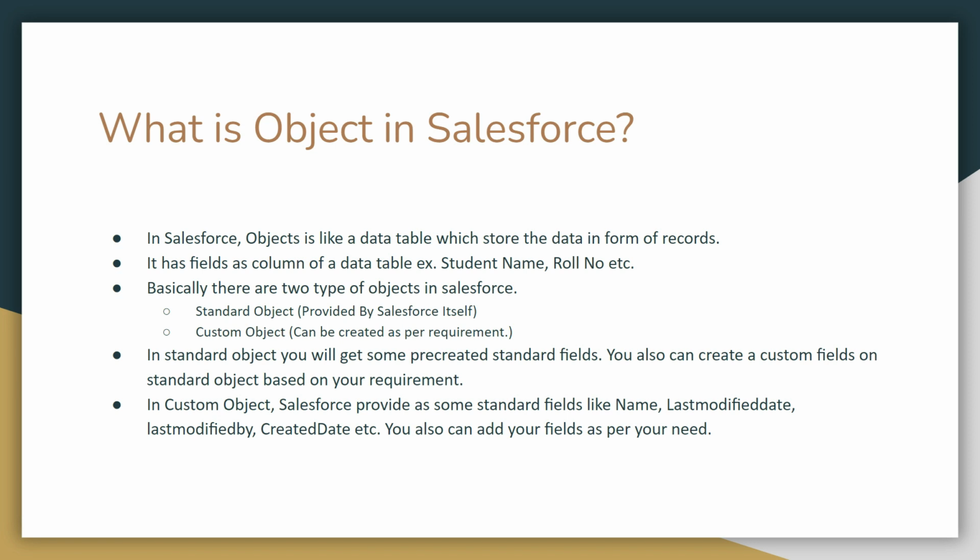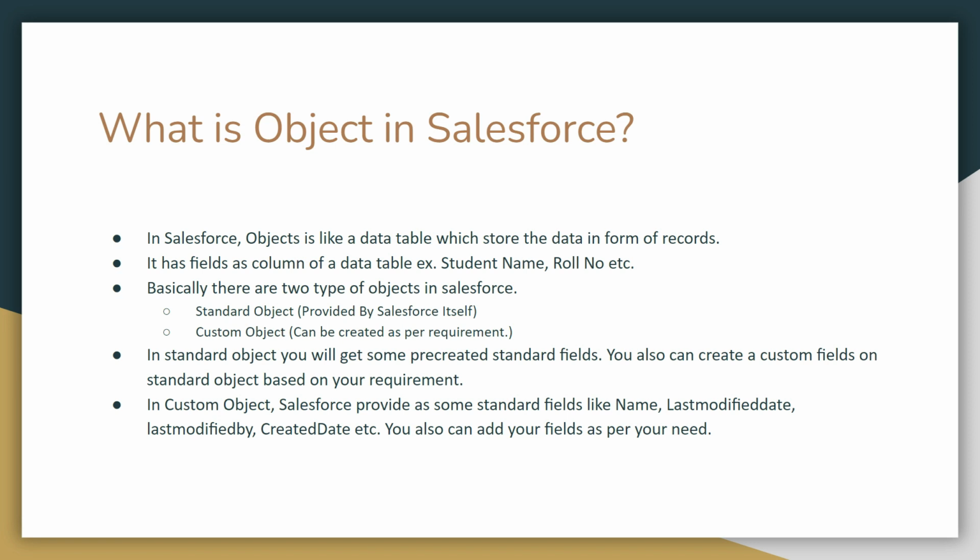Standard objects are the objects which are provided by Salesforce itself. We do not need to create standard objects. And custom objects are the objects which you have to create according to your need. In a standard object, you will get some pre-created standard fields, but you can also create your custom fields according to your need in a standard object.